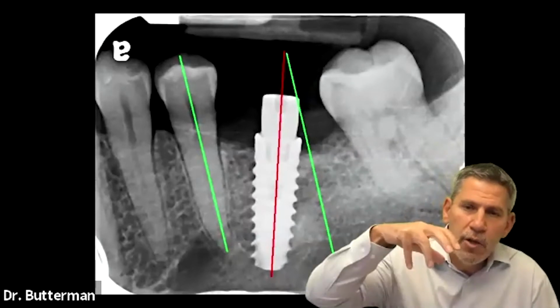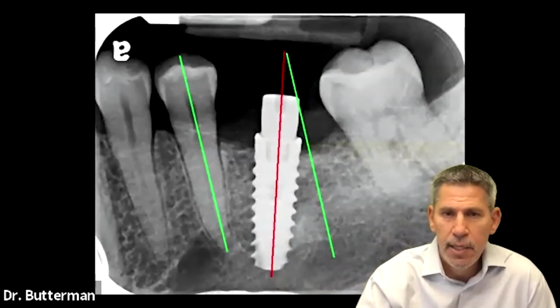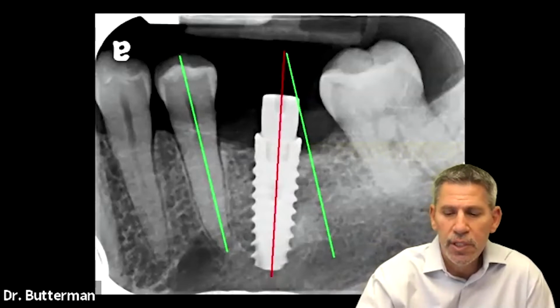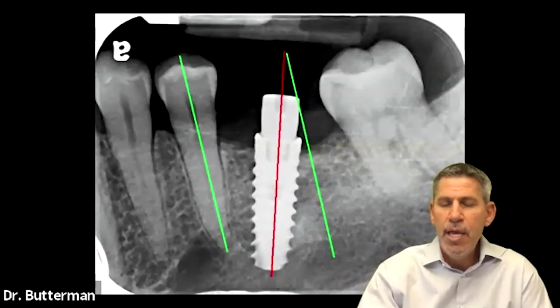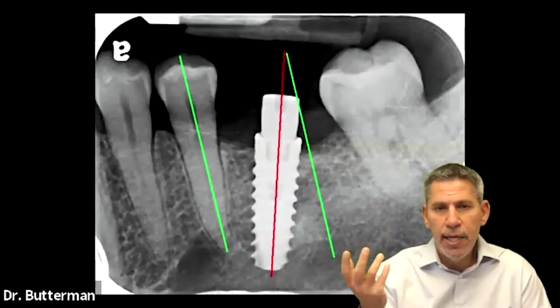And then all of a sudden the crown drops into place. And what do you have? You've got an open contact. And that's really a struggle to deal with. So why does it happen? It's because we've got an index. Screw retained restorations are not as easy to place in.